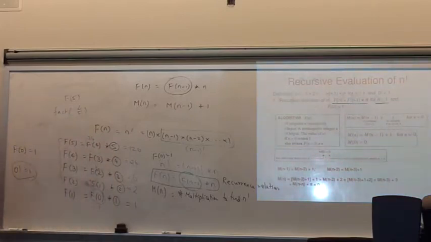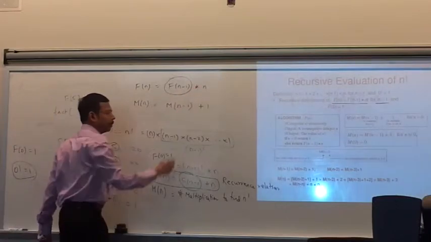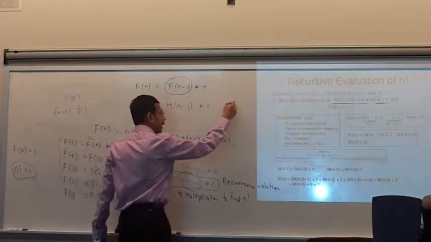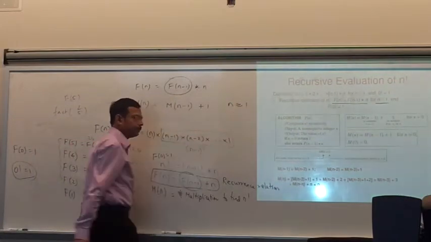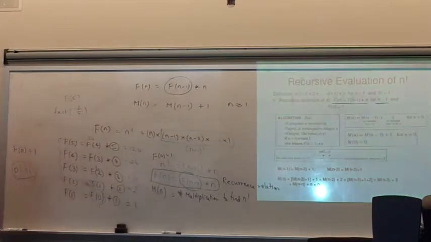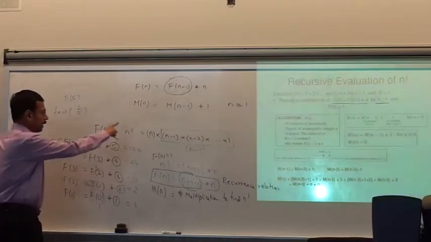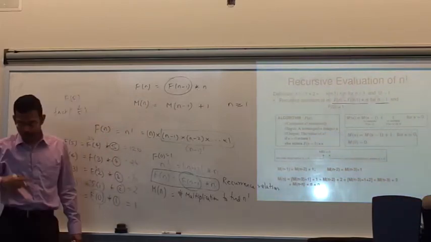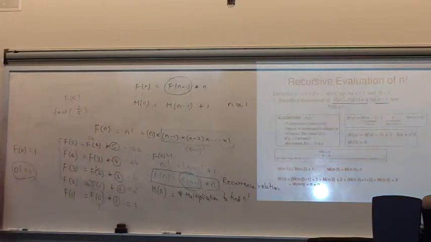So whatever you needed to find the smaller term, which is n minus 1 factorial, then one more multiplication. And this again holds good for what? Your n greater than or equal to 1. Like the factorial itself, the recurrence relation is, this is the recurrence for what? The number of multiplications to find n factorial.